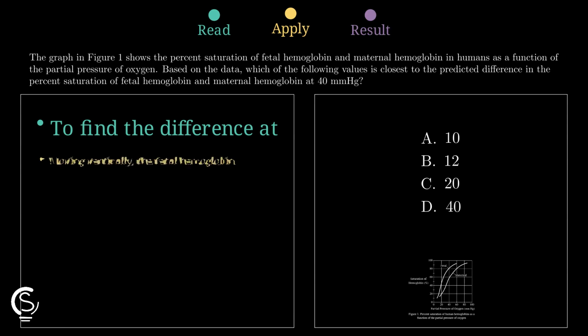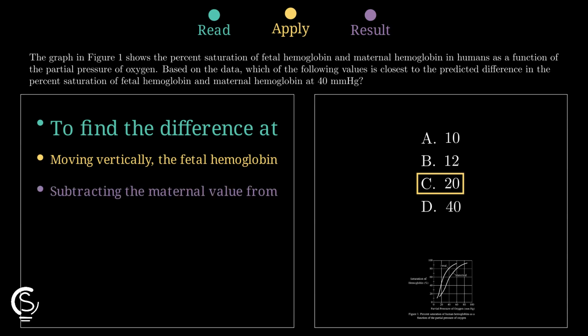Subtract the maternal value from the fetal value, and that estimated difference is about 20 percentage points, so option C is the best match.